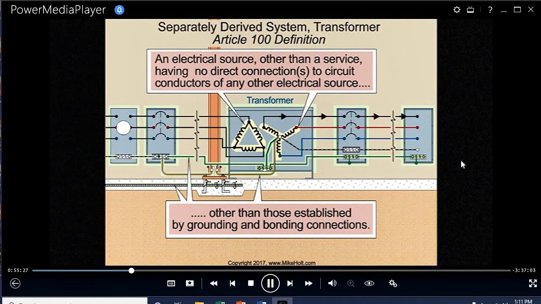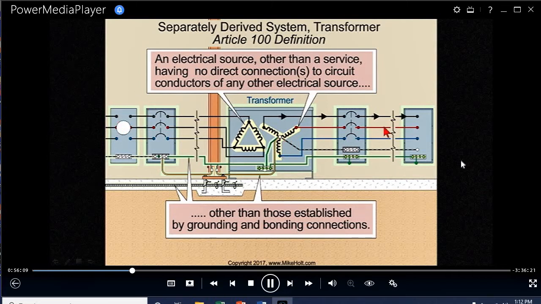Okay, separately derived system, and this represents a lot of different types of systems, and the one I'm going to show you right now is a transformer. So the general definition is this: an electrical source, and by the way, you see the primary and you see the secondary. It's the secondary that should be shaded, not the primary, because of the separately derived system, and we should shade, Mike, at the same time, those conductors. Everything on these secondary sides should be shaded, because those conductors, that's what the secondary system is. The electrical source, other than service, the service is the electric utility here. We want to identify this up here as the service equipment right here.